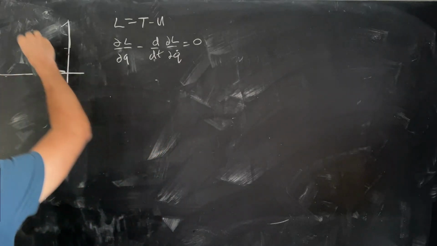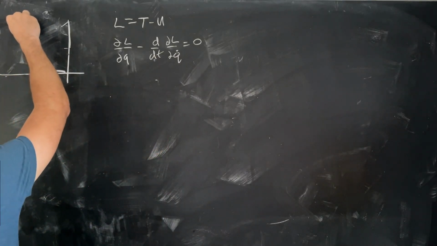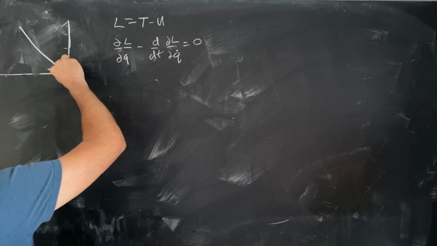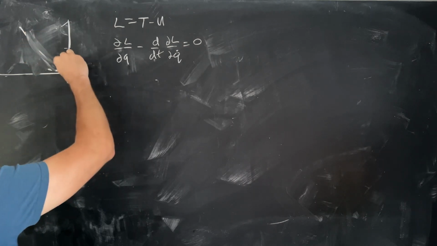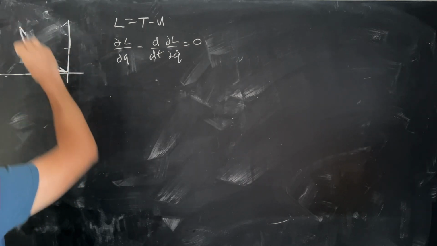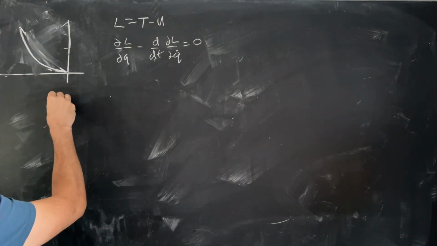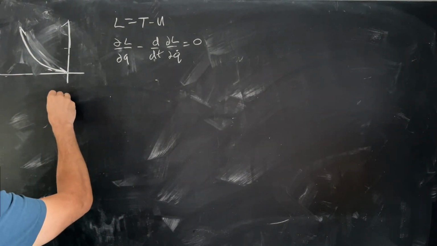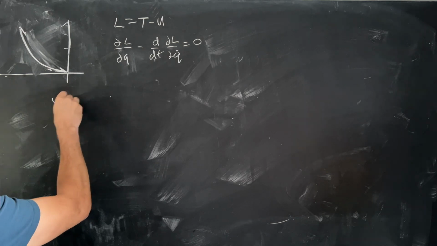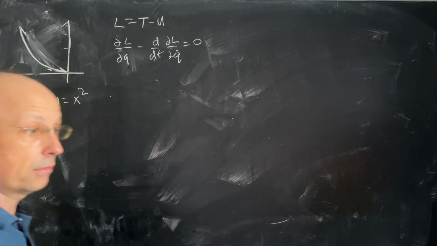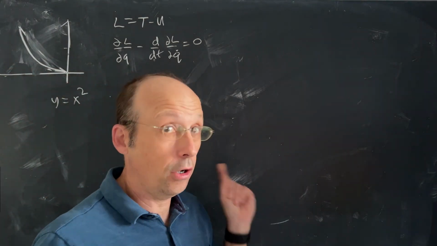A parabola. It's kind of hard to draw. I want it to not be a circle. So I know the equation of this graph up here is going to be y equals x squared. If I know my x value, I know my y value.